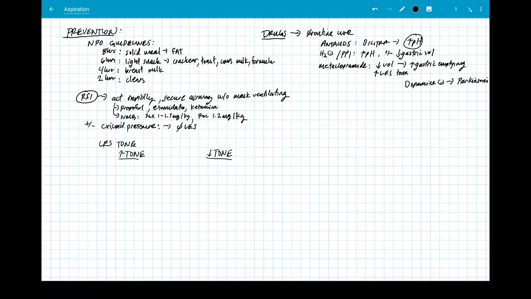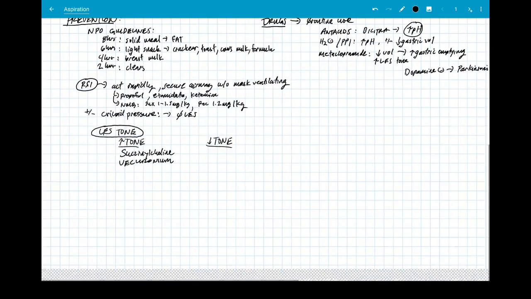Let's move on now to things that increase or decrease lower esophageal sphincter tone. This is commonly tested. Drugs that increase esophageal sphincter tone are succinylcholine, vecuronium, metoclopramide, and neostigmine.